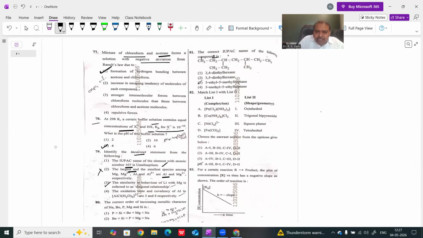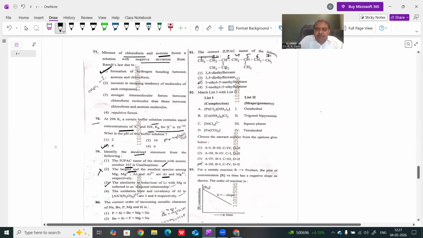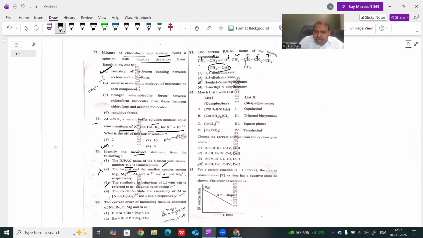In question number 81, IUPAC name. First of all, we select the straight chain. We select the longest chain with the maximum number of carbon atoms as well as maximum substitution, and then give numbers. Ethyl groups come from the left side and methyl groups from the right-hand side. At identical positions, we give the minimum position to ethyl because it comes first in alphabetical order. The name of the compound is 3-ethyl 5-methyl heptane.